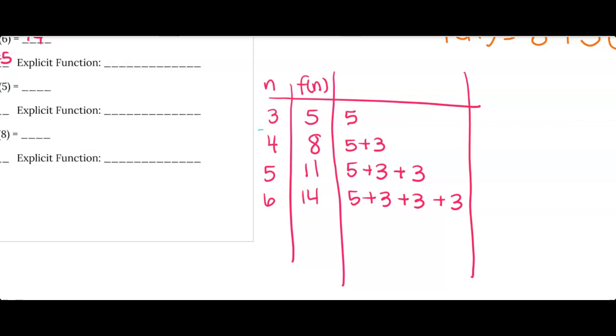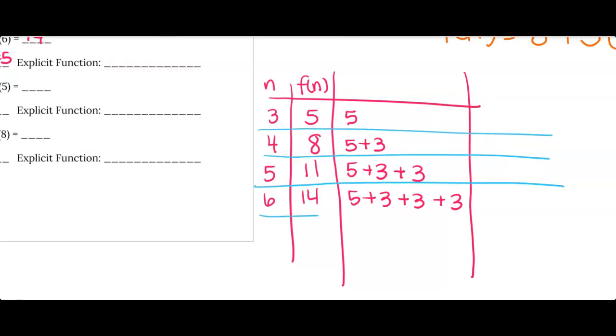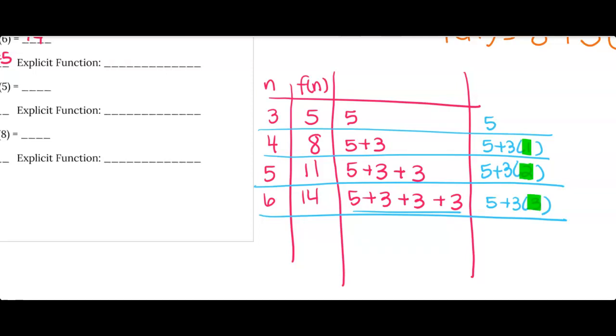Now I can write this into simplified form. So I like to start from the bottom. So I rewrite this as 5 plus 3 times 3. The one before that would be 5 plus 3 times 2. 5 plus 3 times 1, and just 5. Now I want to compare these numbers here, because those are the only pieces that are differing, to my n values.